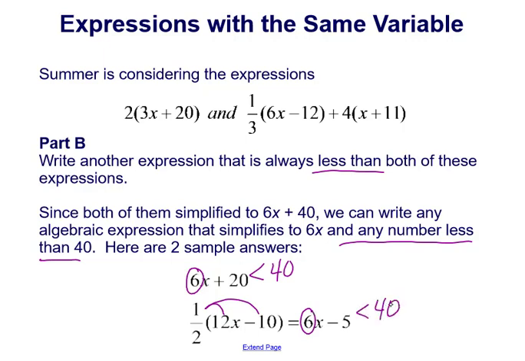So again, you can find any expressions by comparing them. This one was less than, but let's say you want an expression greater than both of these. Well, then again, you'd still want that coefficient of 6, but then you can have that constant be greater than 40.